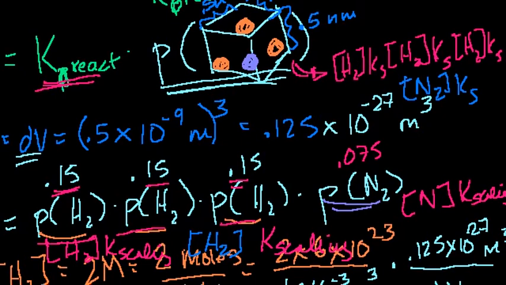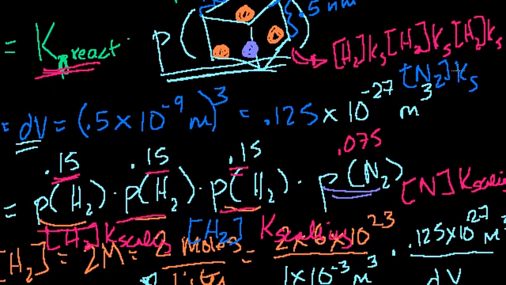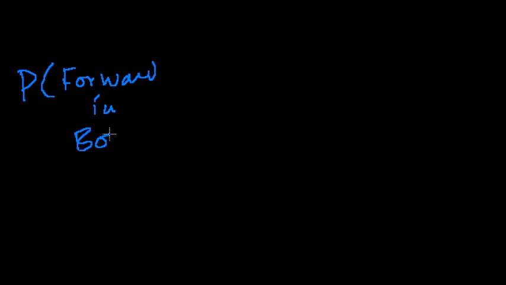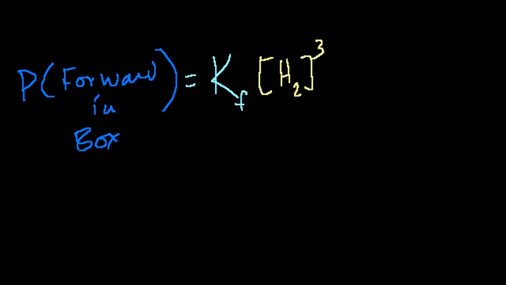And what does that equal to? Well, if you combine all the constants, right, a bunch of scaling constants times a constant out here, that all just becomes a constant. So you get the probability of the forward reaction in the box is going to be equal to just some constant, let's just call it constant forward, times the concentration of the hydrogen to the third power, right? I multiplied it 3 times, times the concentration of nitrogen.